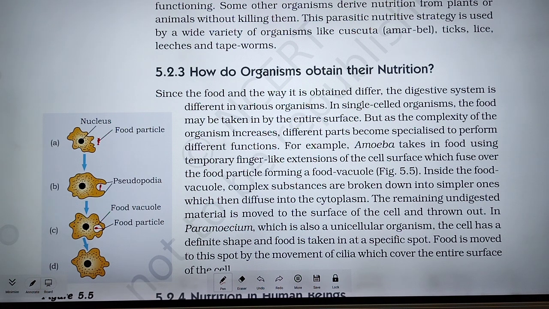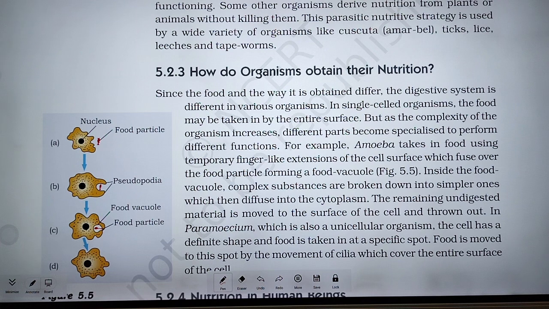The next case is paramecium, which is also a unicellular organism. Paramecium has a definite shape, a very regular shape, and it takes its food in at a specific spot. Food is moved to it by the movement of cilia.